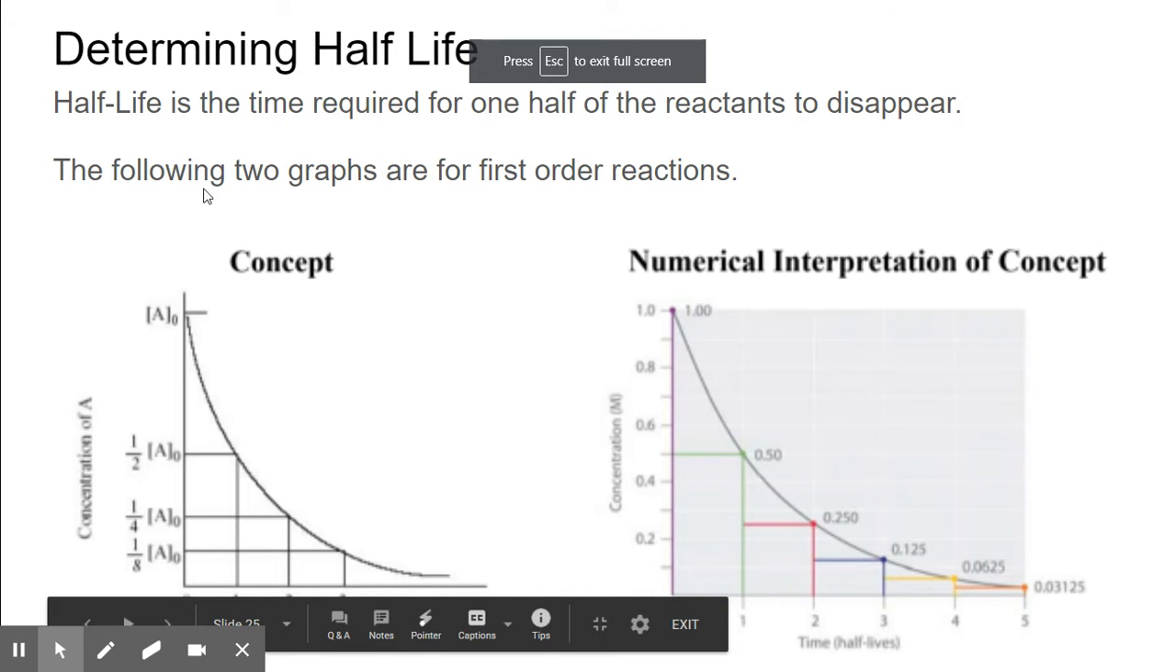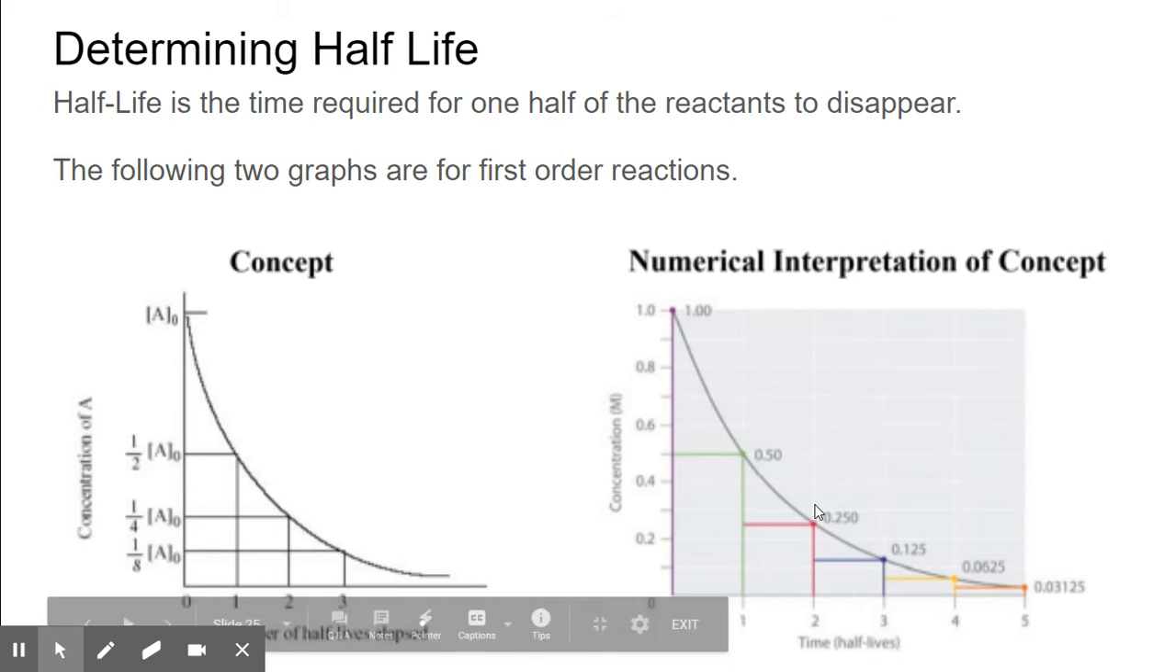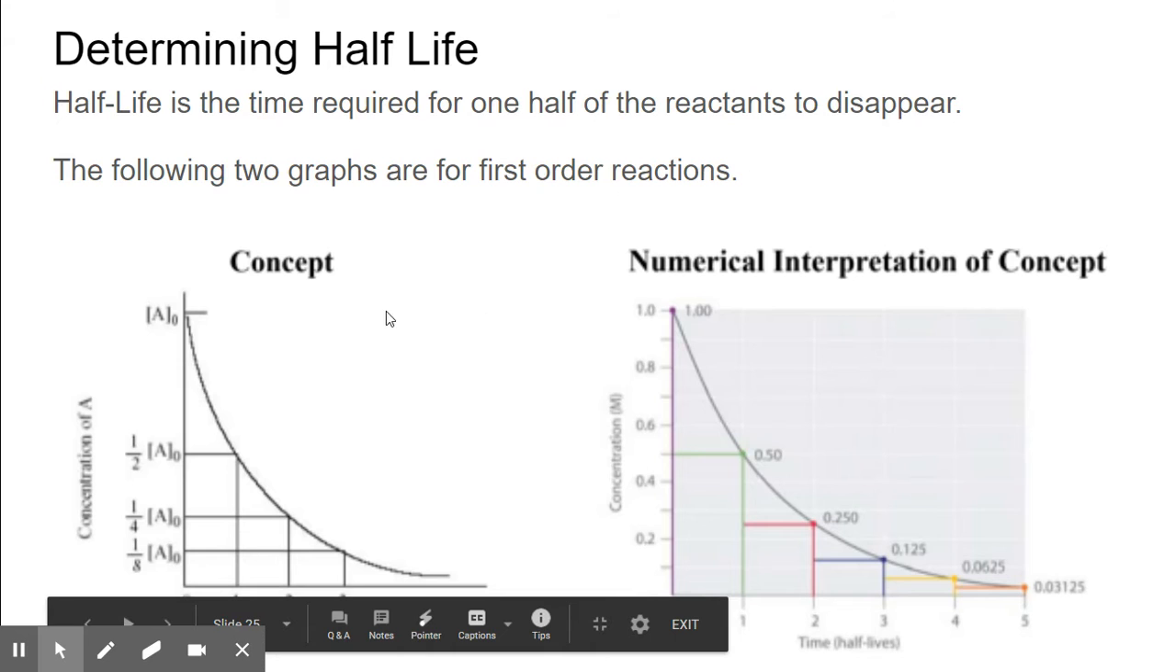Okay, back to this. So half-life is the amount of time it takes for half the reactants to disappear. In a first order reaction, it's consistent. It takes the same amount of time for the first half, and the second half, the third half, fourth half, fifth half. Always the same amount of time. Okay, that's a first order reaction.